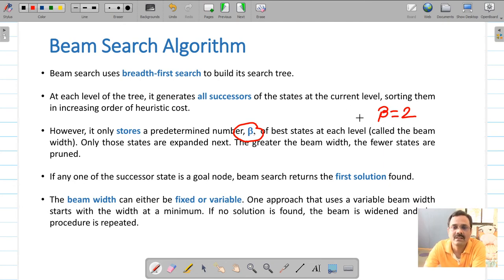But if beta, the beam width, is less, what will happen? More nodes will be pruned. So if beta is greater, fewer nodes are pruned, so the algorithm will take more time. And if beta is small, then more nodes will be pruned.